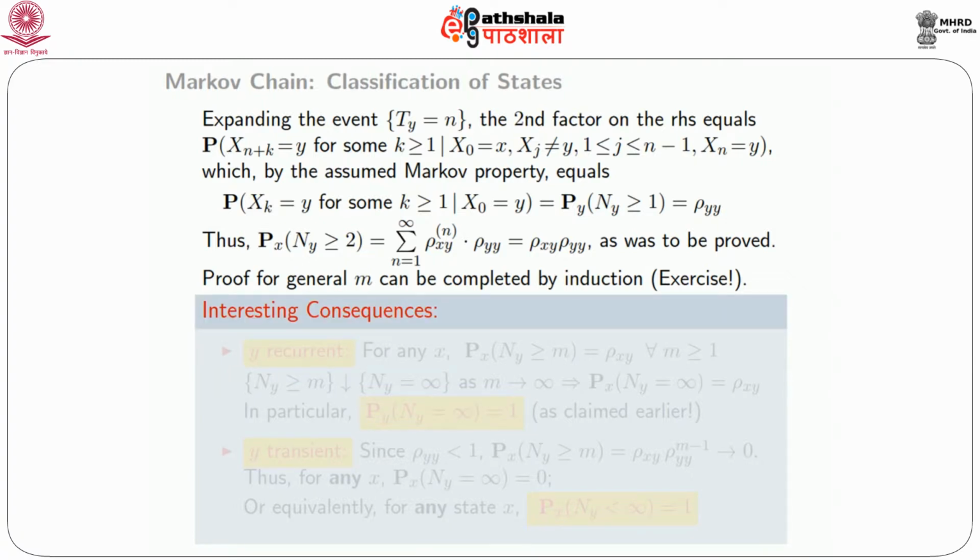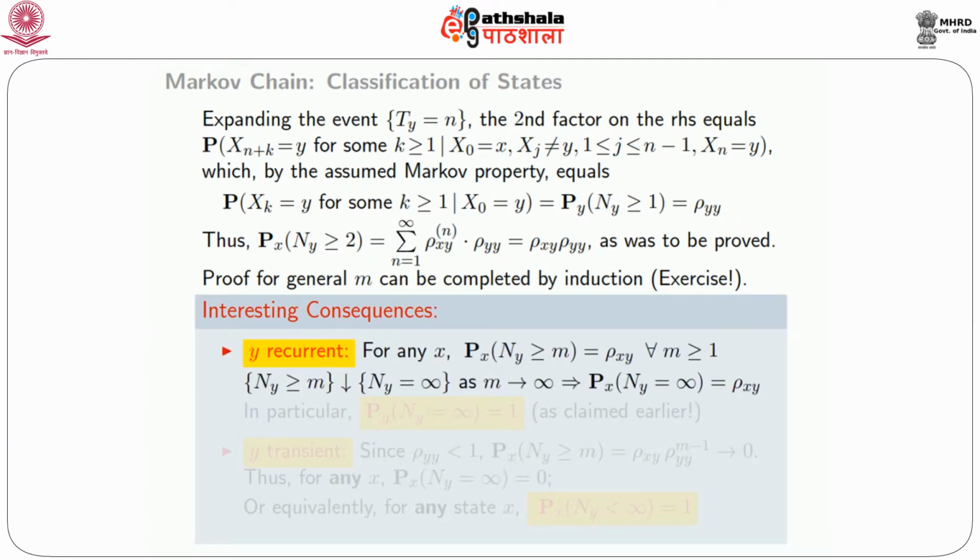Here are some interesting consequences. Suppose y is recurrent. Then what do we have? For any x, P_x probability that N_y is greater than or equal to m is in general rho_xy times rho_yy to the m minus 1. But that second factor would be 1 because y is recurrent. So therefore, P_x probability that N_y is greater than or equal to m would be equal to rho_xy for every m greater than or equal to 1. The right hand side doesn't depend on m. Therefore, if I take the limit of this probability as m goes to infinity, the limit would be rho_xy.